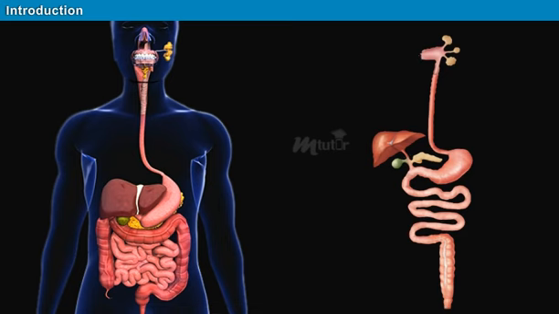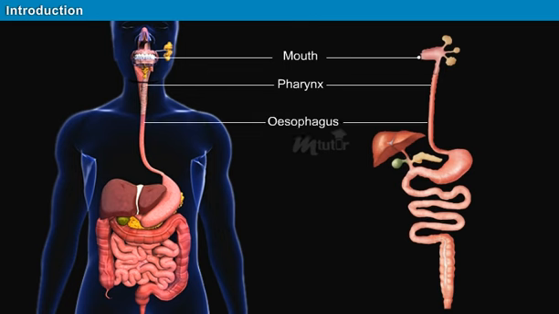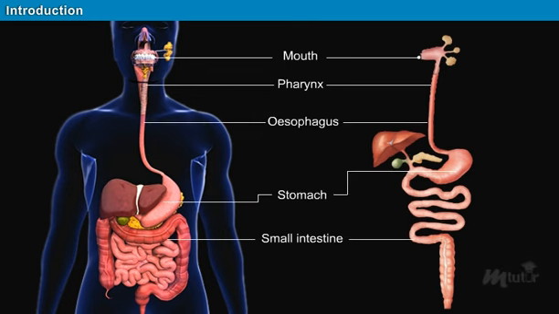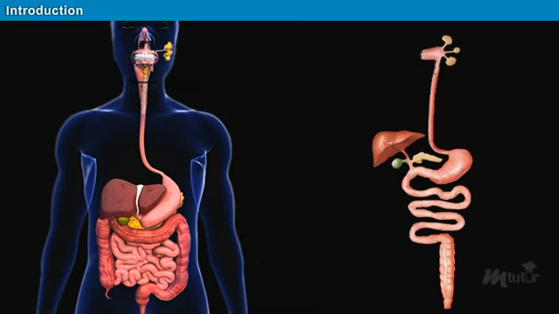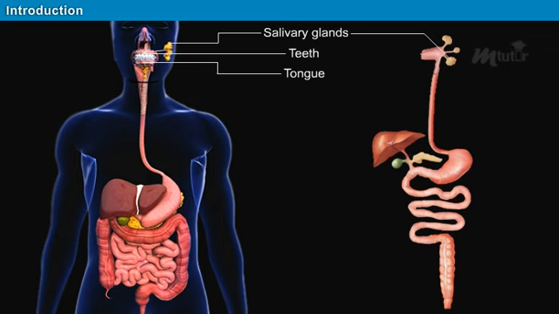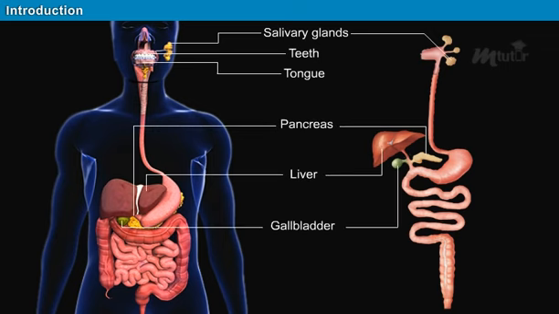Primary digestive organs are the mouth, pharynx, esophagus, stomach, small intestine, large intestine, and anus. Accessory digestive organs are teeth, tongue, salivary glands, the exocrine part of the pancreas, liver, and gallbladder.